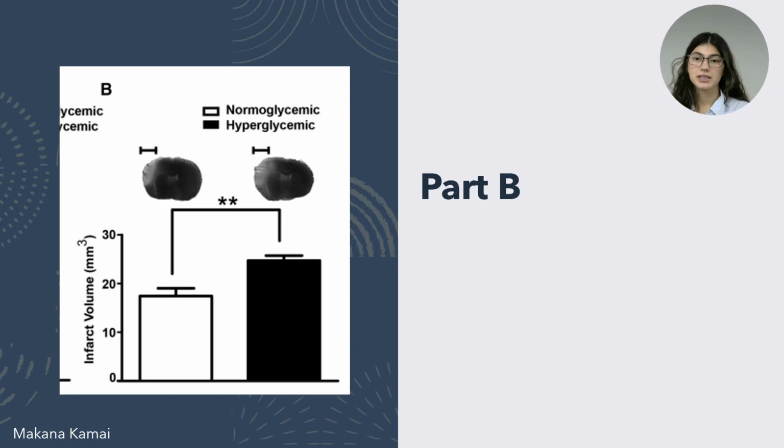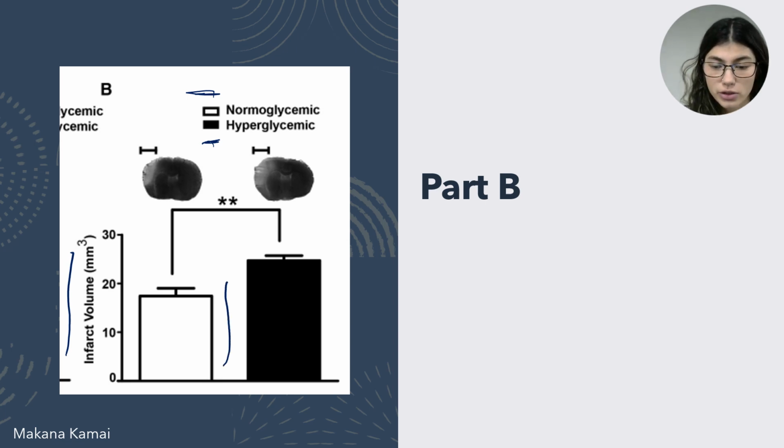Now we're going to be discussing figure B. So in figure B, we're looking right here. Here is the infarct volume. The white right here is going to represent normal glycemic, while this dark one is going to represent hyperglycemic. As you can see, the results indicate that hyperglycemic significantly increased the infarct volumes in mice subjected to permanent distal middle cerebral artery occlusion, or the MCAO, compared to the normal glycemic mice as shown here. There is quite a difference between the two.